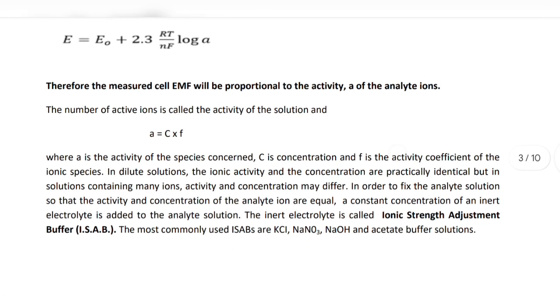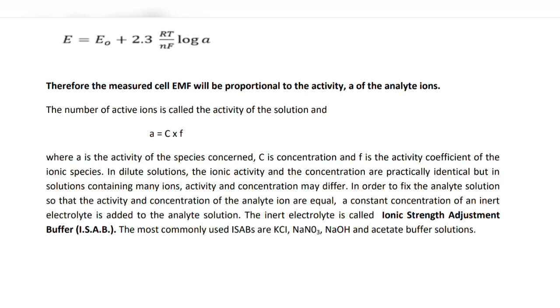So in order to fix the analyte solution so that the activity and concentration are equal, we need to add an inert electrolyte to the analyte solution during the analysis of potentiometric sensing. And the electrolyte used here is called ionic strength adjustment buffer, or ISAB. The commonly used ISABs are potassium chloride, sodium nitrate, NaOH, and acetate buffers, etc.